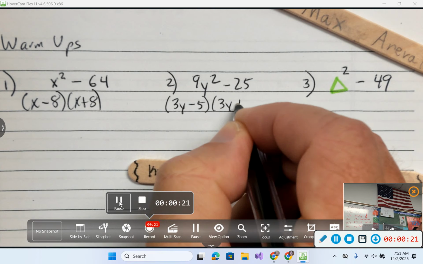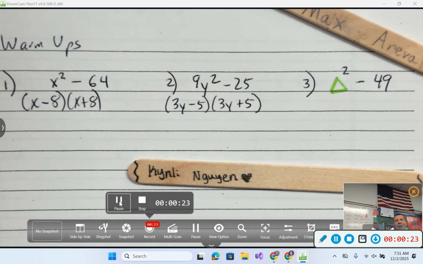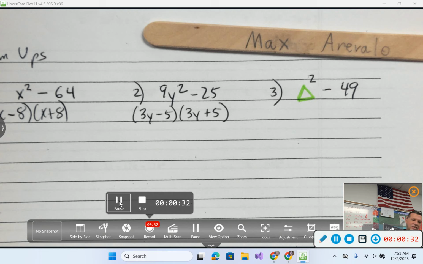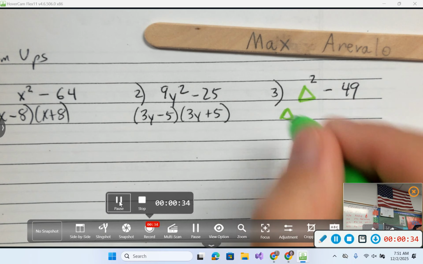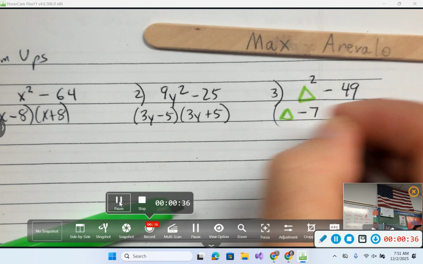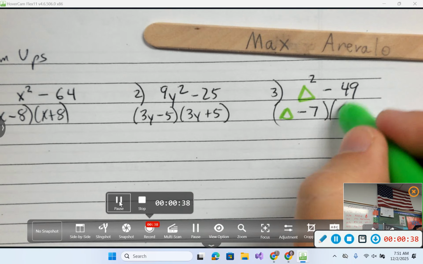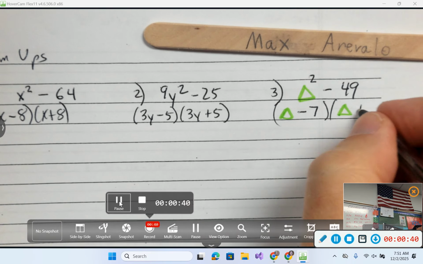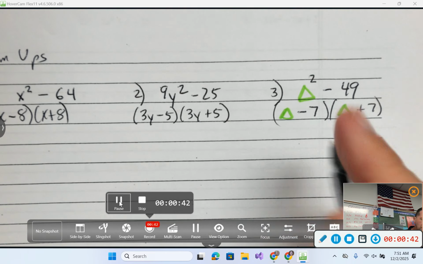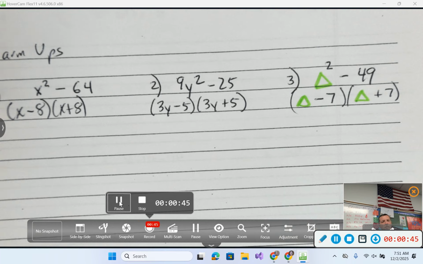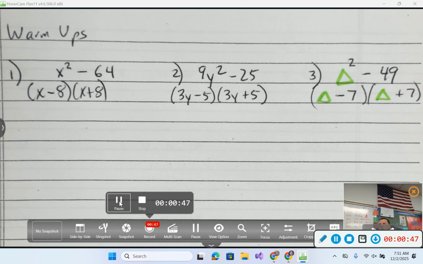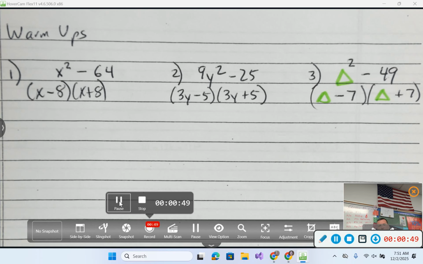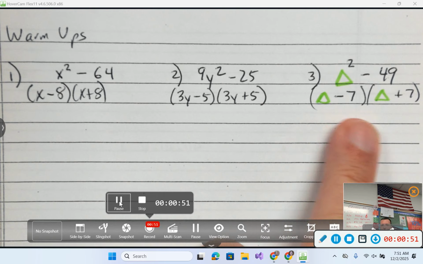Good, so that one was a little different because that first term had a 9 on it, but 9 is a perfect square, so it still follows the same pattern. Max, you get the weird one with the green triangle thrown in, but how do I factor that? Triangle minus 7, triangle plus 7. Yep, triangle minus 7, triangle plus 7. Because they're all perfect squares, they all follow that pattern. As long as it's a perfect square, you apply the pattern and you don't worry about what's going on with the green triangle.